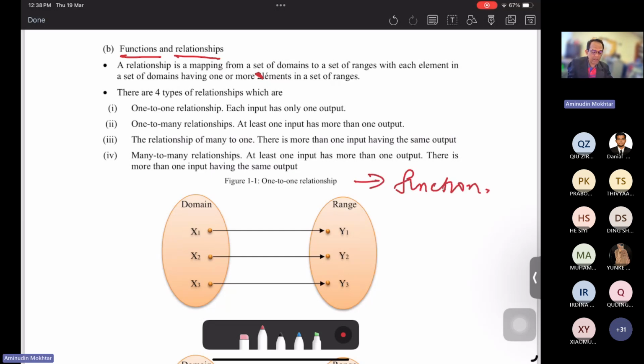When we're talking about function, we are talking about the one-to-one relationship. One X produces one Y. One input produces one output. Other than that, there is no function. We call it a relationship.